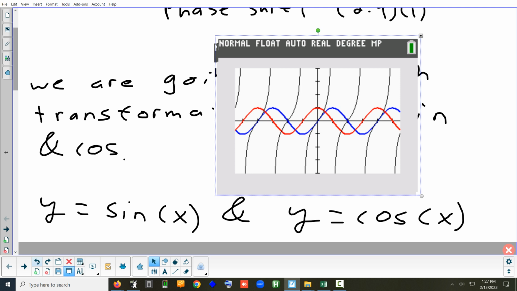Okay, so tangent looks very different. And secant, cosecant, and cotangent have more in common with the tangent. You have to pick your pencil up to keep drawing different sections. So sine and cosine are the only 2 that look like waves.